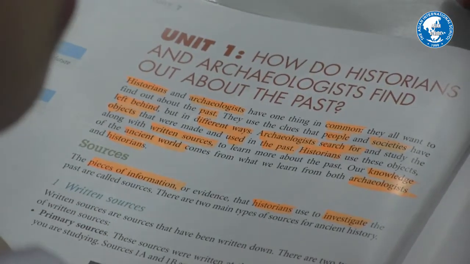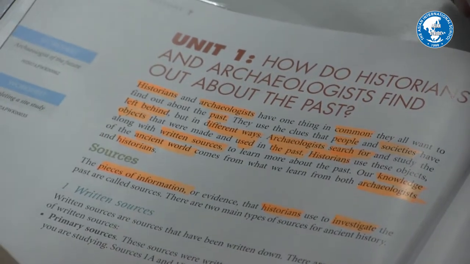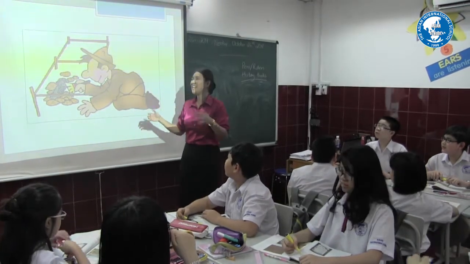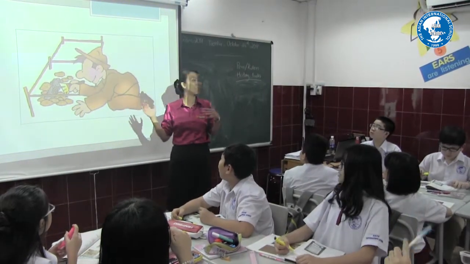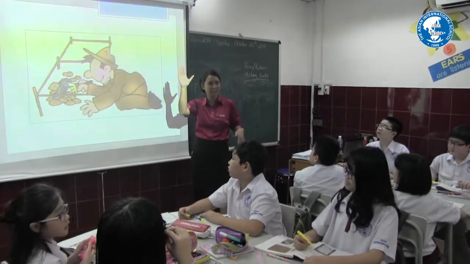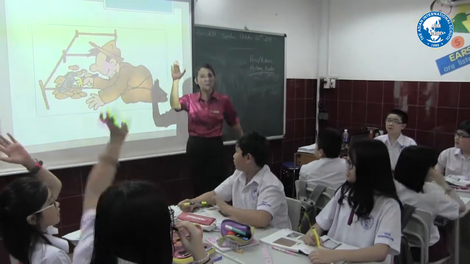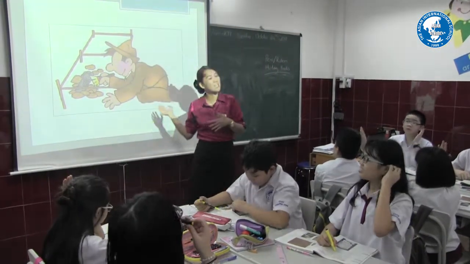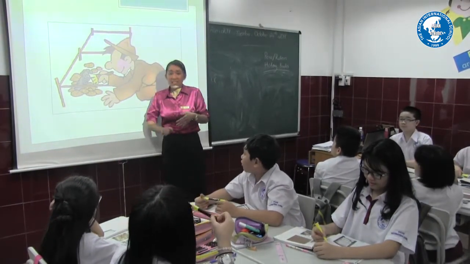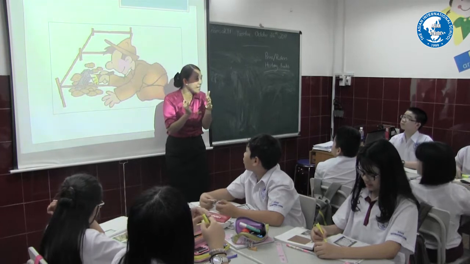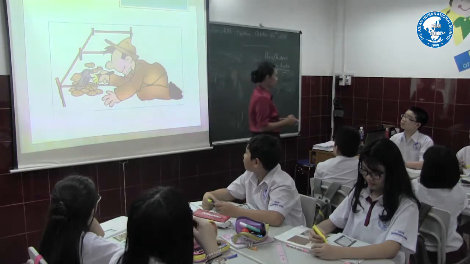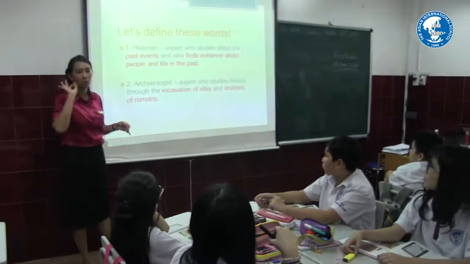Now, let's talk about some words. For example, can you guess who he is? Is he a historian or an archaeologist? Raise your hand if he is a historian. No. What about an archaeologist? Raise your hand. Yes, very good. So he is an archaeologist because what is he doing, class? Finding evidence from the sky or in the ground. In the ground. Very good. Thank you so much. I want you to pick 3 keywords.